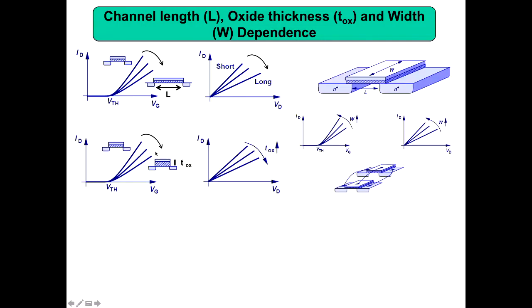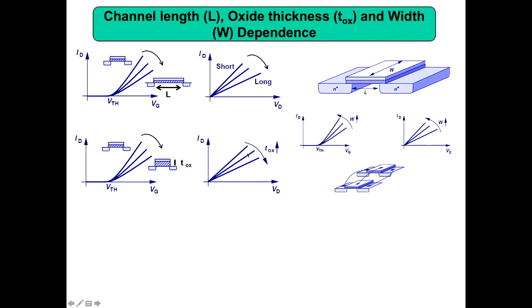Then you can increase the width. So width is this W. If you increase the width, then your resistance will increase. See, that's only, otherwise it will decrease. If you increase the channel length, resistance decreases. If you increase the gate oxide thickness, your resistance decreases. So I'm talking about this resistance, the resistance in the channel.